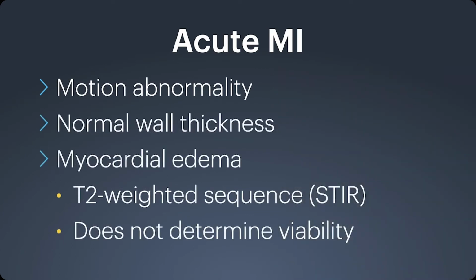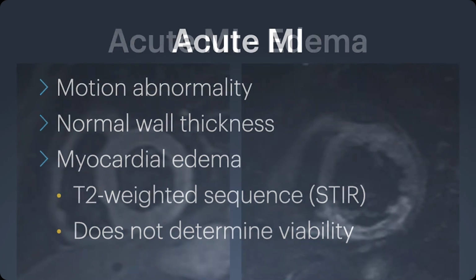In addition to motion abnormality, we look at wall thickness. And so with acute MI, the wall thickness is usually normal, whereas with chronic MI, the wall becomes thinned due to scarring. We also see in acute MI myocardial edema, and this is best appreciated on T2-weighted sequences, such as a short tau inversion recovery, which is a fat suppression technique sensitive to changes in myocardial water content. And so we can see edema secondary to acute myocardial injury. Again, it's not specific for MI. We get myocardial edema in other pathologies such as myocarditis, but it is a finding that is often present in the acute setting that we would look for.